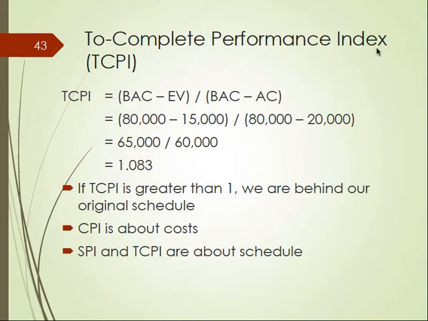This TCPI stands for to complete performance index. This is total budget minus the earned value divided by the total budget minus the actual cost. So how do we interpret this number?